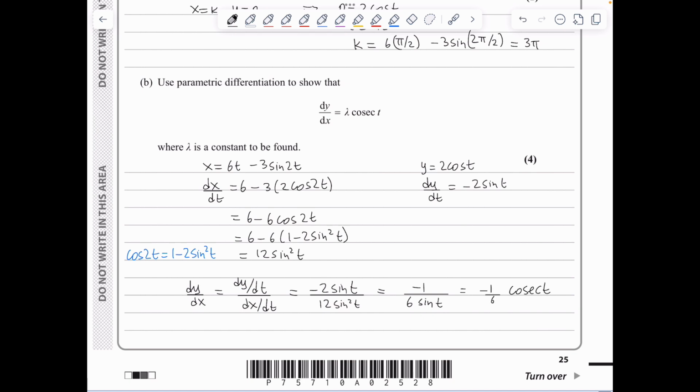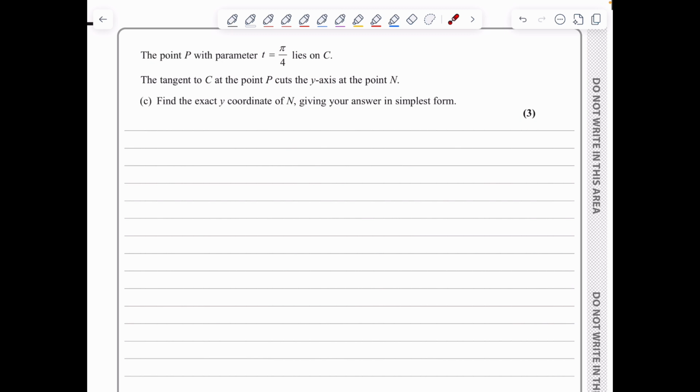t. Now the point P with parameter t is pi over 4 lies on the curve C. We are told that the tangent at the point P cuts the y-axis at the point N, and we need to determine the exact y-coordinate of point N. So let's start with the fact that we've got t is equal to pi over 4, and I can proceed in finding x and y.